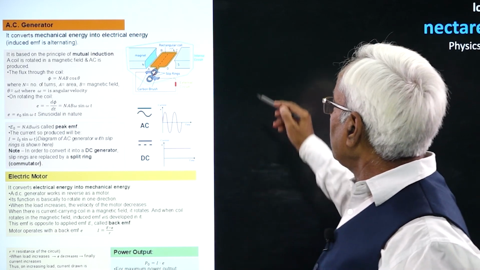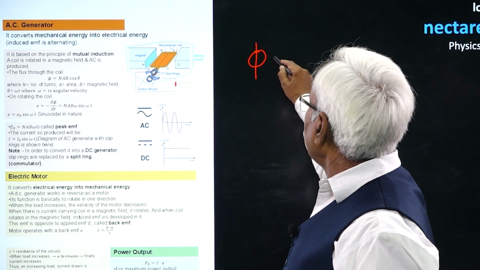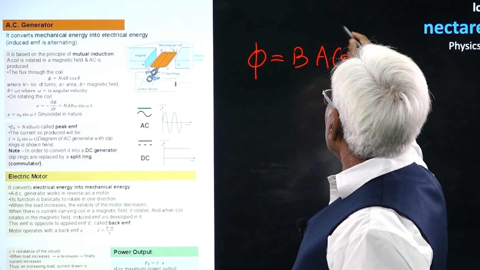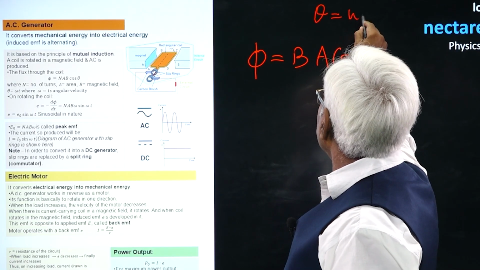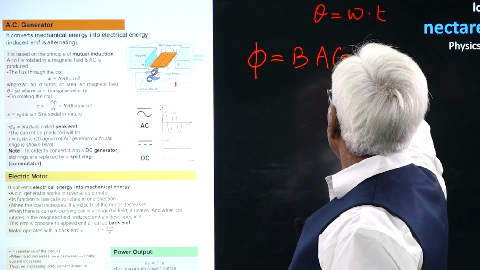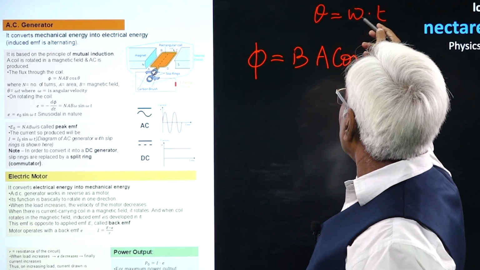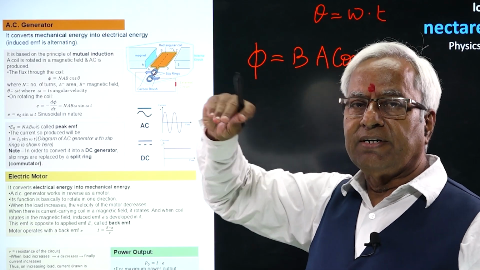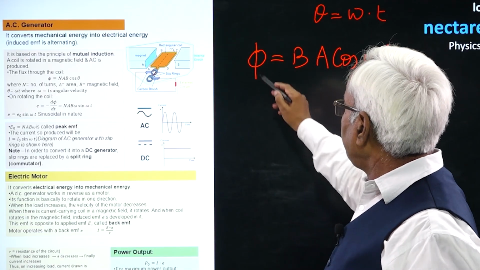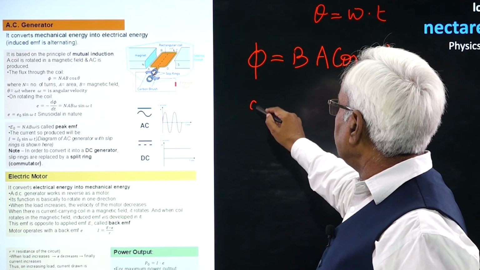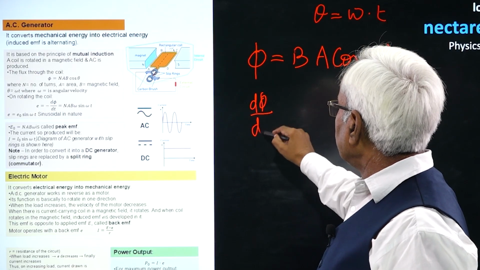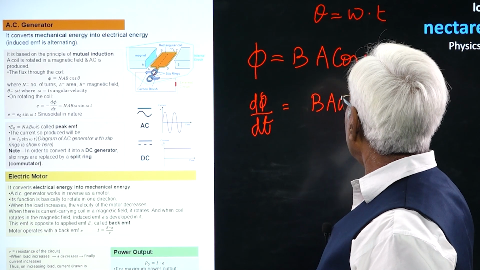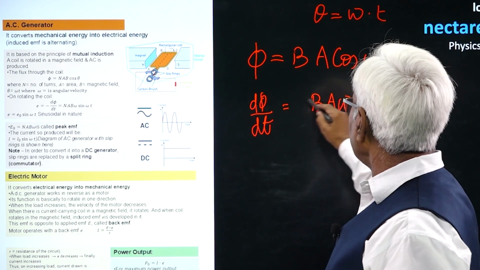current. You see, when a coil is there in the magnetic field, the flux would be given by this relation, phi equals BA cos theta, and theta could be written as omega t. Why omega t? Because if the coil is rotated with angular velocity omega, it could be written as theta upon t. If you differentiate this, you'll find d phi by dt is going to be equal to BA omega sine omega t.